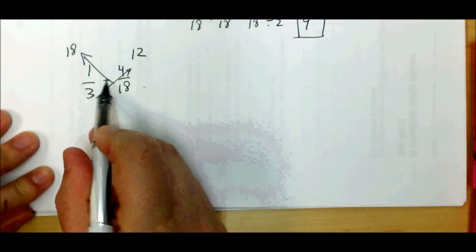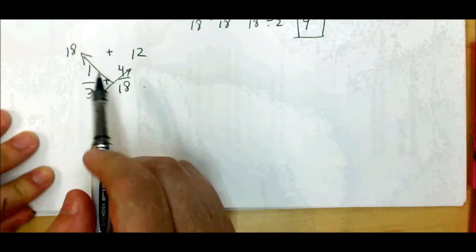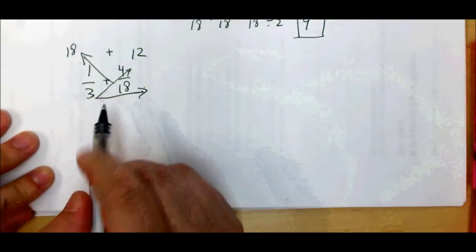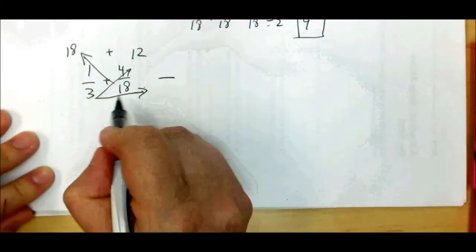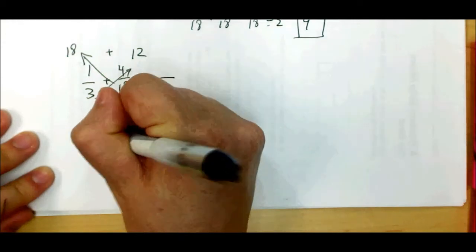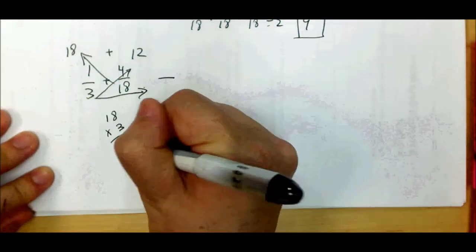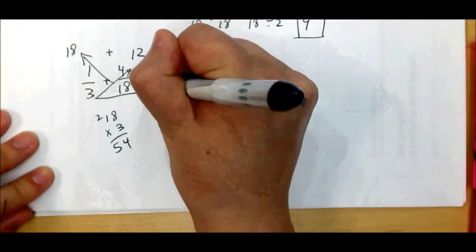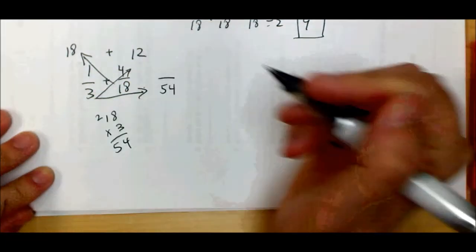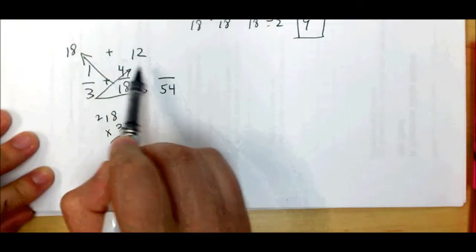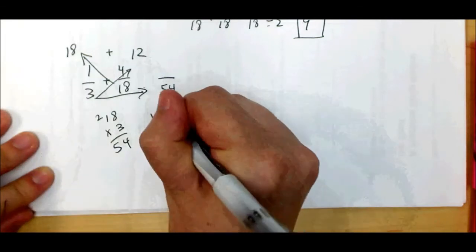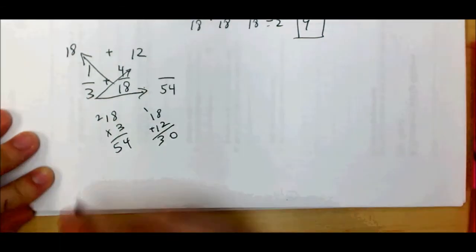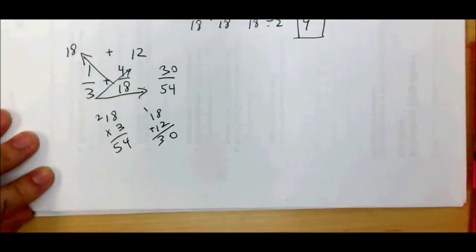And I bring this sign up just to remember that I'm adding. And then I multiply the denominators, 3 and 18. Well, I don't know that in my head, so I'm going to work it out. 8 times 3 is 24. 3 times 1 is 3 plus 2 is 5. So I get 54. And then I add 18 and 12 and put that on top. And I get 30. So my answer is 30/54.